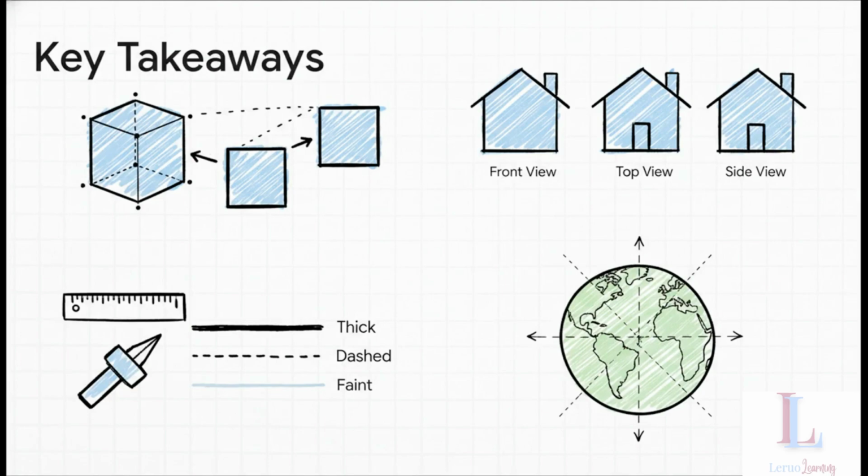So, what's the big takeaway here? Orthographic projection is really just an elegant solution to what seems like an impossible problem. By combining a few simple views, front, top, and side, and using a clear grammar of lines and scale, it creates a totally unambiguous 2D plan for any 3D object you can imagine. It is, quite literally, the language we use to build our world.